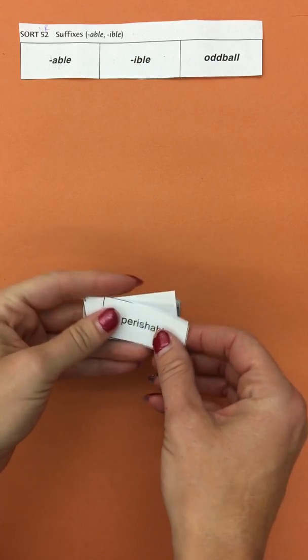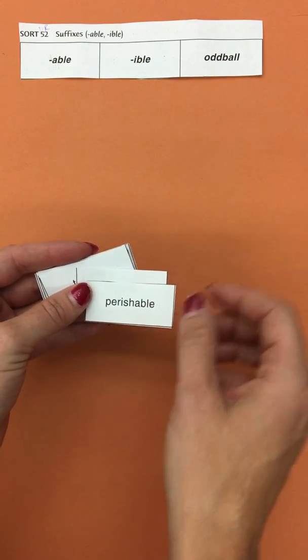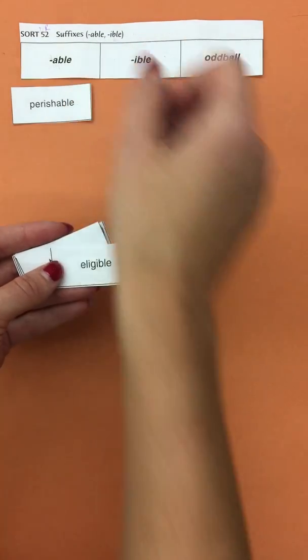DR sort 52, the suffixes able and ible. We're going to take the words and we're going to just sort them, and then let's talk about what we notice. For now, I'm going to ignore that there's an oddball and we're going to find it later.